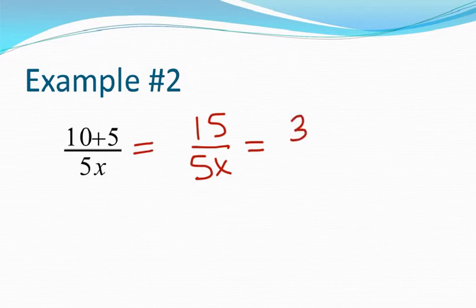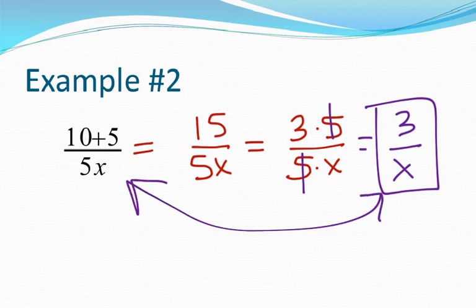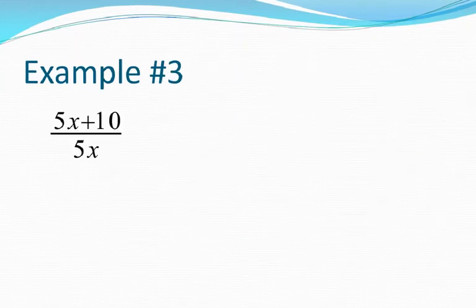So I'm going to again break this down into factors, and so I see 3 times 5 on the top and 5 times x on the bottom. So 5 divided by 5 is 1, and since I'm multiplying I can do that. And I just have 3 over x left, and that would be my simplified rational expression. So these are the same thing, but one is simplified and one is not.